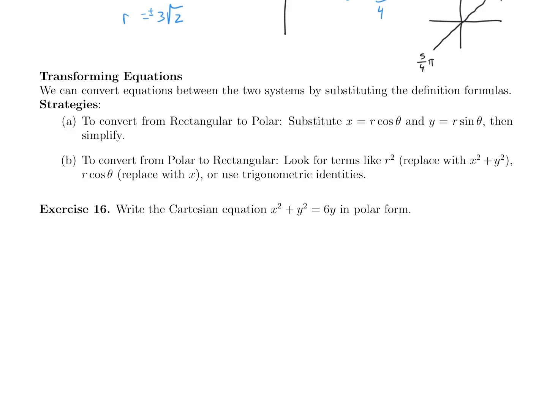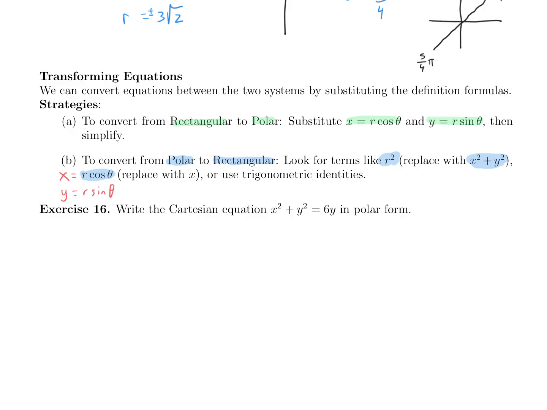If you want to convert from rectangular to polar, you are most likely going to use these two formulas, the formulas that we already looked at and have memorized. And if you're going in the opposite direction, from polar to rectangular, you're going to want to replace r squared with x squared plus y squared. You want to replace x with r cosine theta, and you want to replace y with r sine theta.